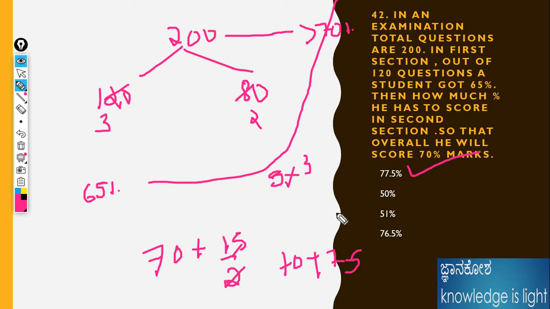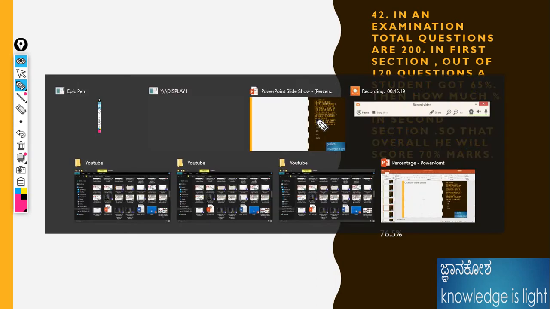For the second section, if we add those numbers, definitely the average should be 70% only, friends. Just cross verify from your end. Understand? Okay, let's move on to the next question.